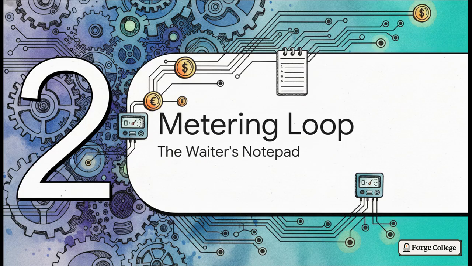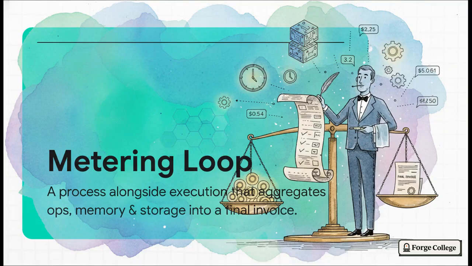I actually like to call this the waiter's notepad. Think of the metering loop literally like a waiter standing next to your table, aggressively tallying up your tab. They're constantly checking your budget limits and applying specific weights to every single opcode you execute. At the core of both gas and compute unit systems, this loop runs right in parallel with your instruction execution.